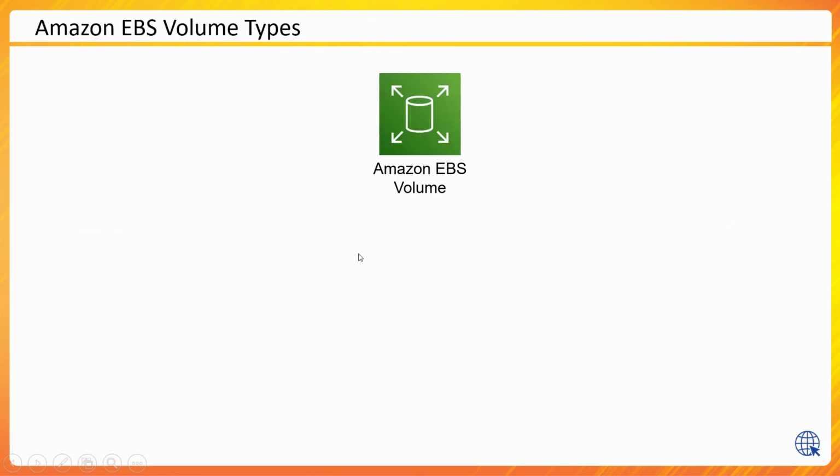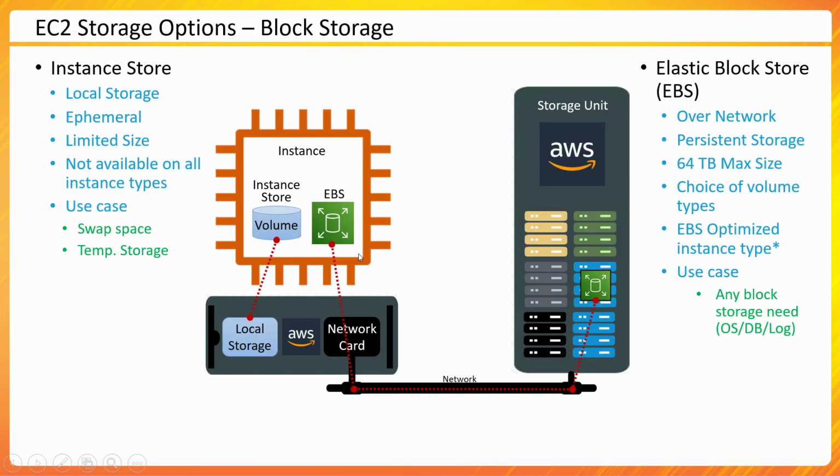So here you can see the storage I was referencing. Here is my instance store: local, ephemeral, limited in size, obviously because this system here physically would have a limited capacity of storage, and not available on all instance types. As I said, for use cases where you want swap space or temporary storage, probably that time you would be using local storage. So here is the system where my instance is running, this is my instance, and we presented a volume from this local storage.